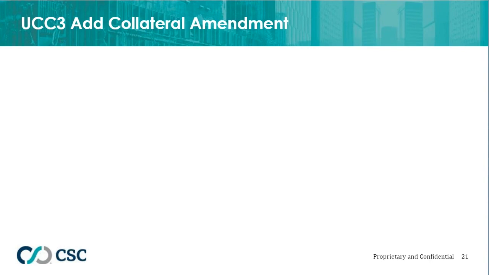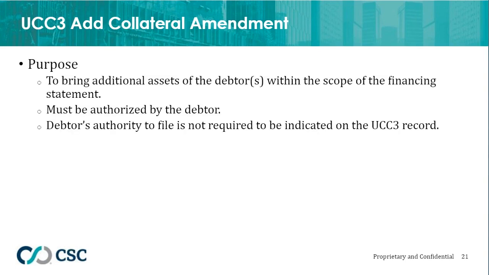Now we'll move on and talk about collateral. The next is the UCC3 Add Collateral Amendment. Here, the idea is to bring new assets within the scope of the financing statement. Again, this type of amendment must be authorized by the debtor because it's expanding the scope of the financing statement to additional assets. However, the debtor's authority doesn't have to be indicated on the UCC3 record.